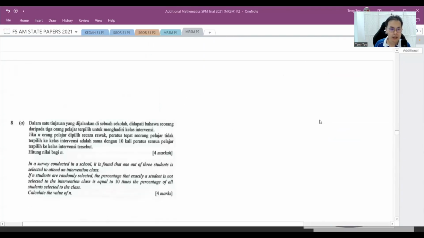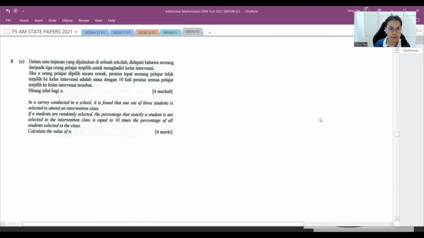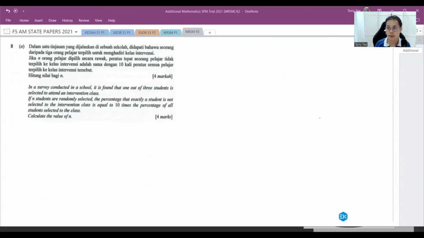Okay, let's move on to the next one. This is section B, question 8. This is form 5, chapter 5, probability distribution. The first part is a binomial distribution. In a survey conducted in a school, it's found that 1 out of 3 students is selected to attend an intervention class. If n students are randomly selected, the percentage that exactly one student is not selected is equal to 10 times the percentage that all students are selected, calculated with n.